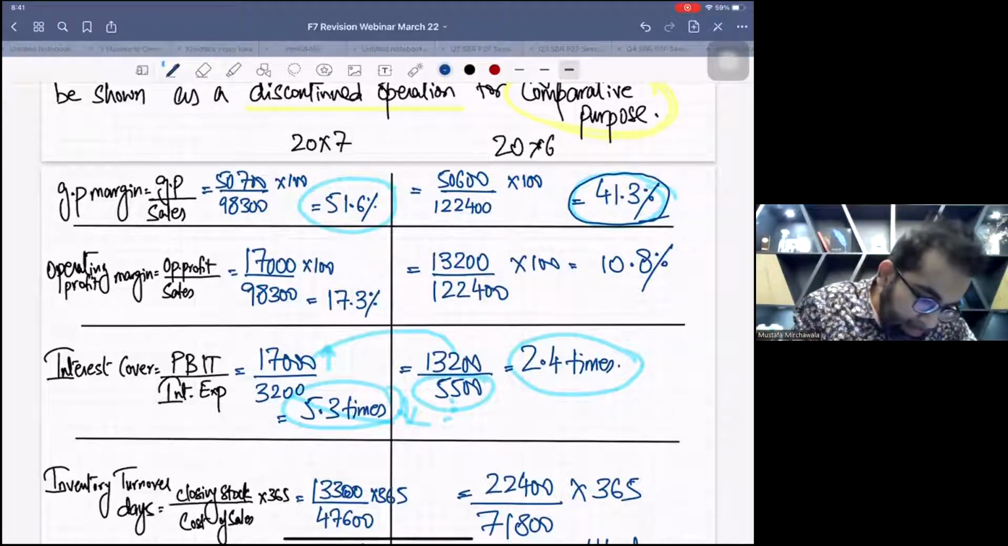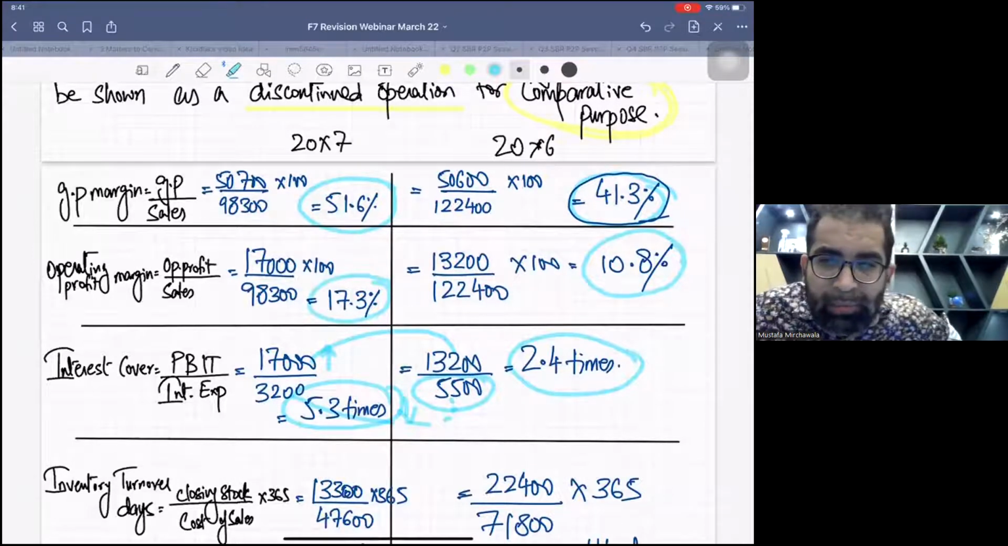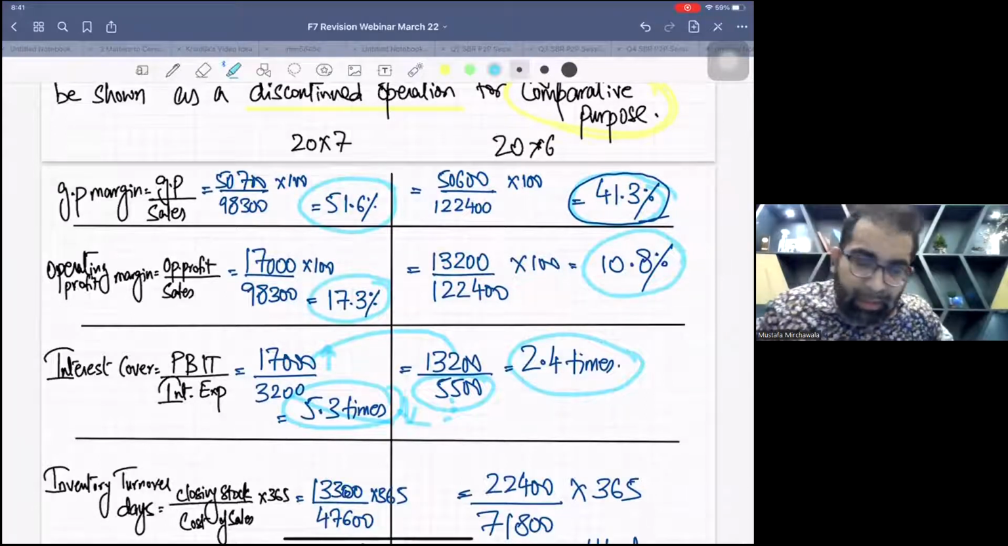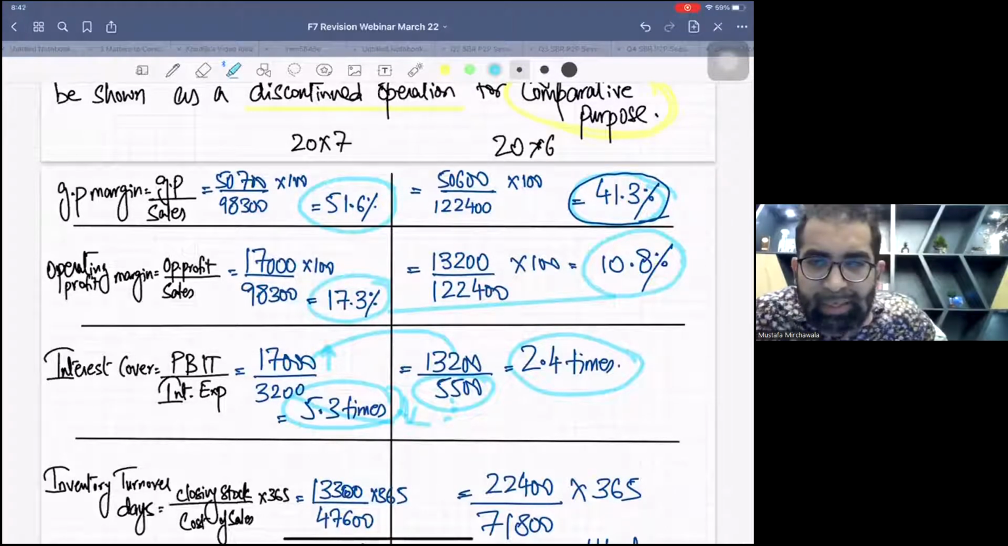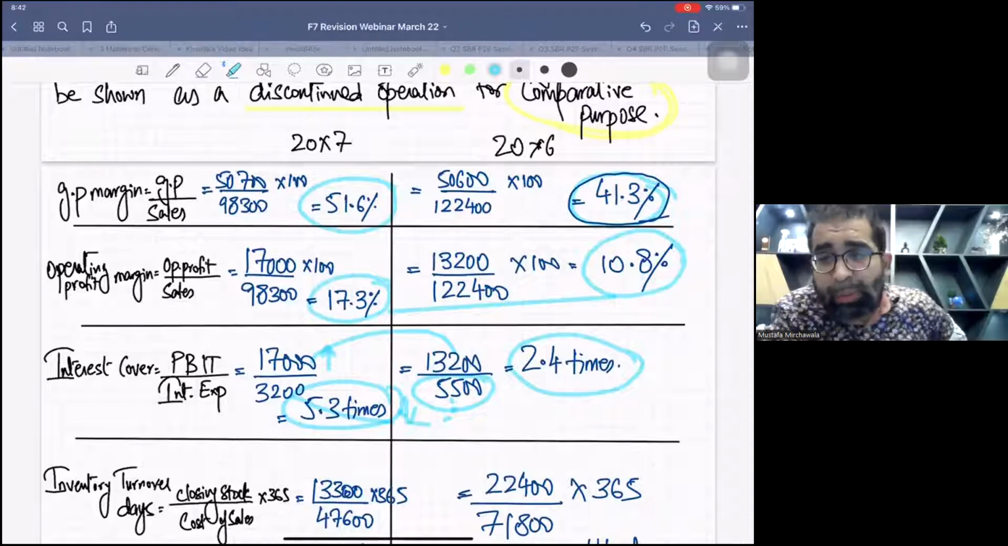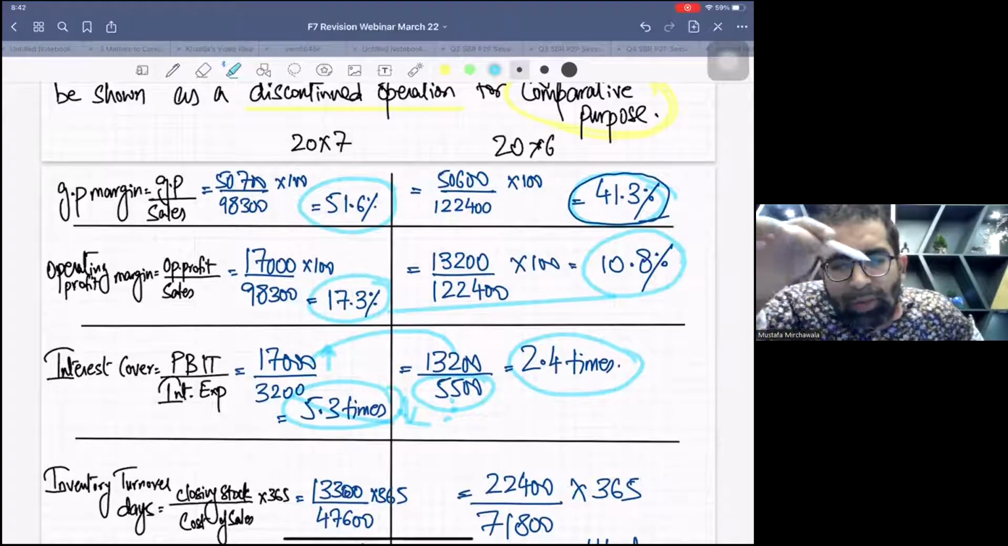Now, last year your operating margin was 10.8% and this time 17.3%. GP margin, in absolute terms, has increased by 10%, 41 to 51. And operating margin in absolute terms increased by 6 or 6.5% or 7%. So yes, operating margin also followed the footprints of GP margin.